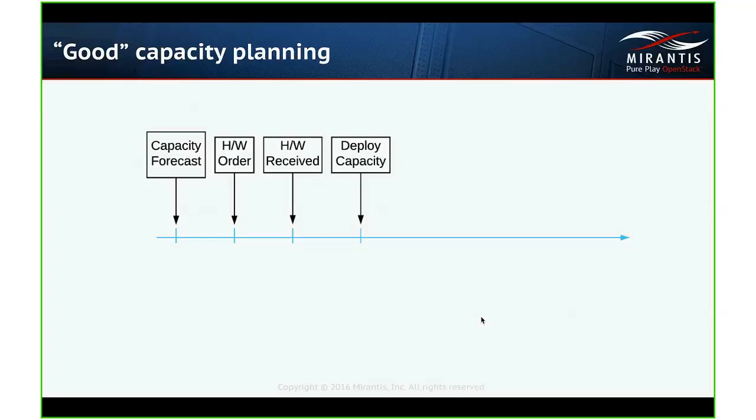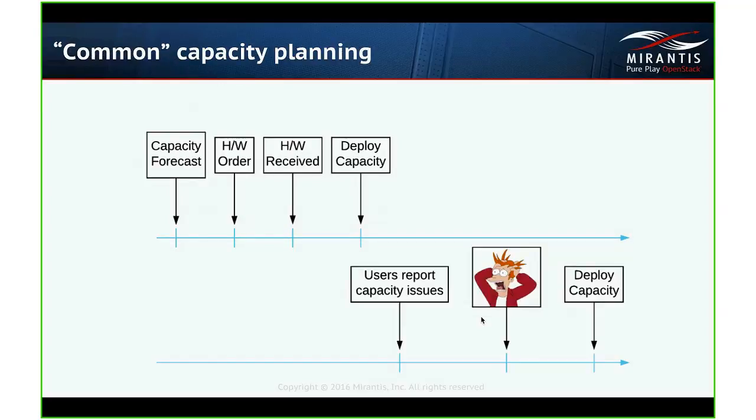So the slide basically shows you how capacity planning should look. You have your capacity forecast, then you order the hardware, it gets received, and then the engineer can actually go and deploy it. I mean, that looks easy, right? But I guess almost everywhere, I think even on Amazon, it probably looks like this. The users report the capacity issues, then the engineers, in panic, try to squeeze something out, and after a long wait, they finally get the hypervisor deployed and fix the user's issue.